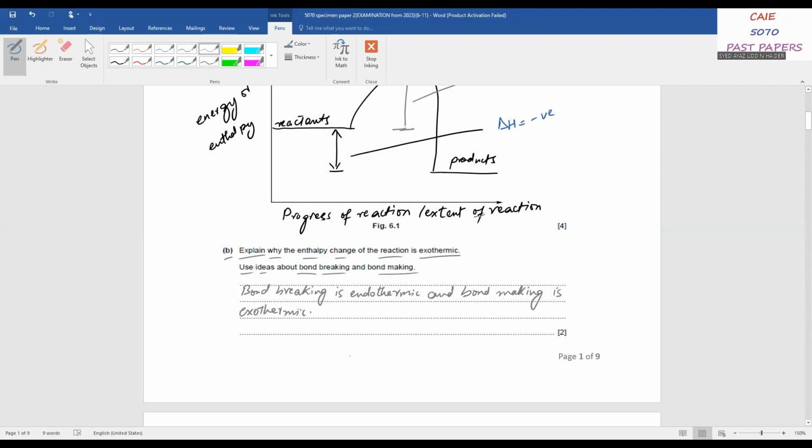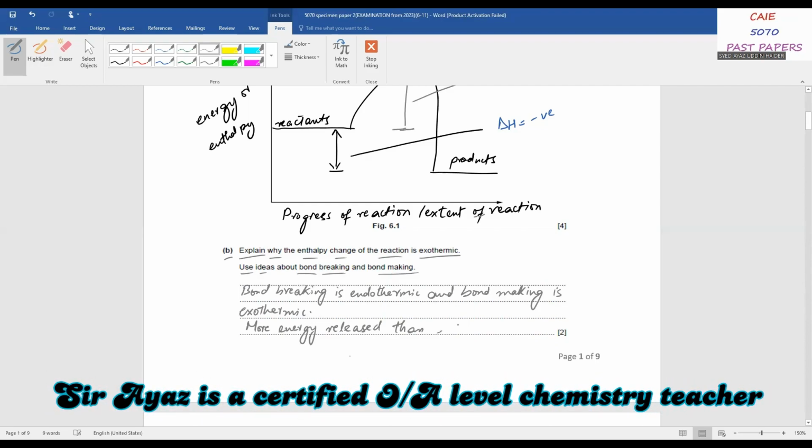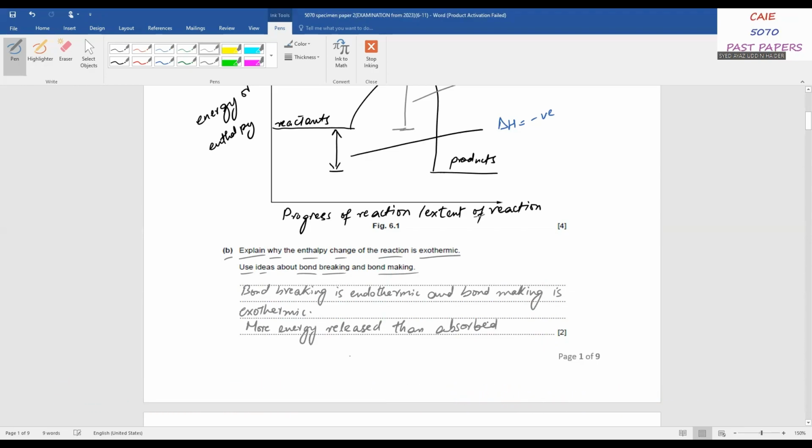More energy released than absorbed. Now you are allowed to write heat instead of energy. You can use heat instead of energy. More heat released than absorbed.